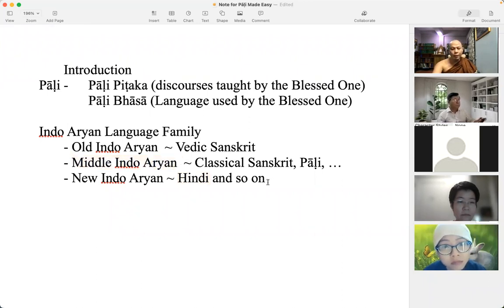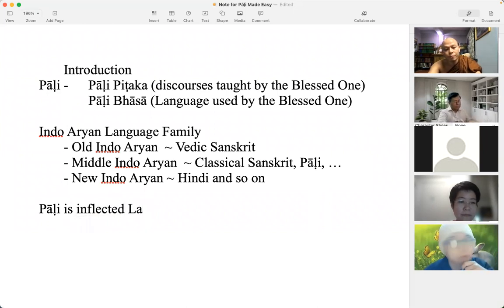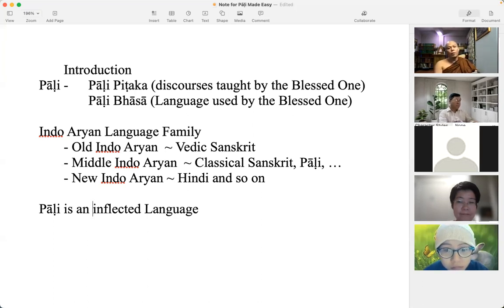Okay. And then, when we know Pali, Pali is an inflected language. Like classical Sanskrit or Vedic Sanskrit, Pali is an inflected language. Here, inflected means that in any such language, based on their function in the sentence, the ending can be changed, by adding a case ending or something like that.